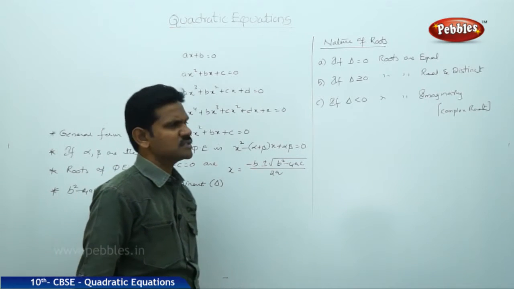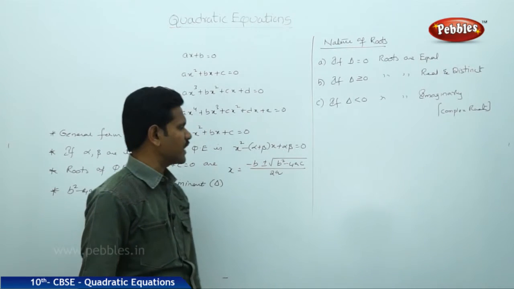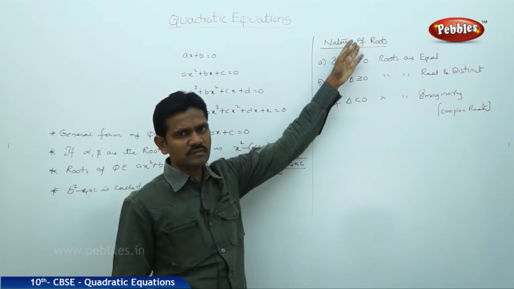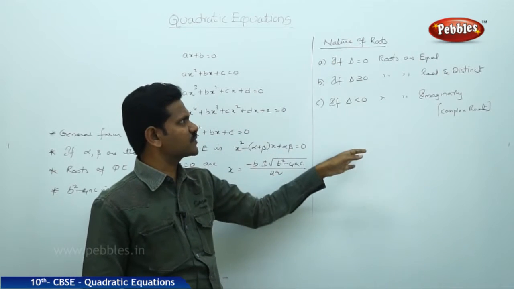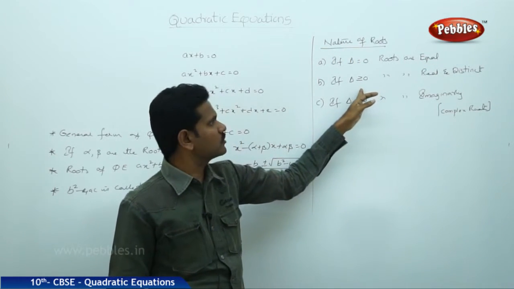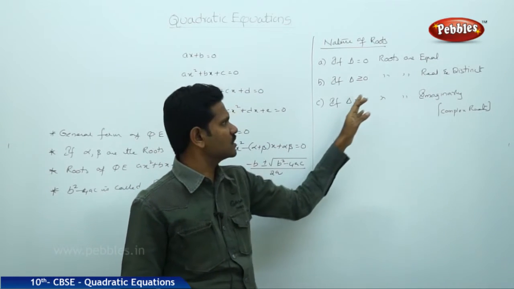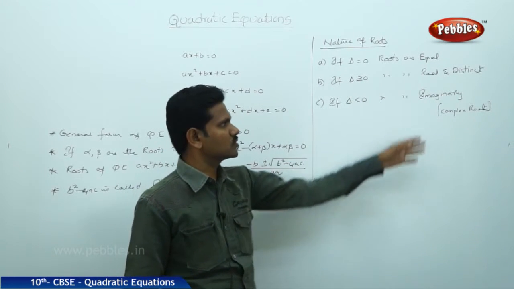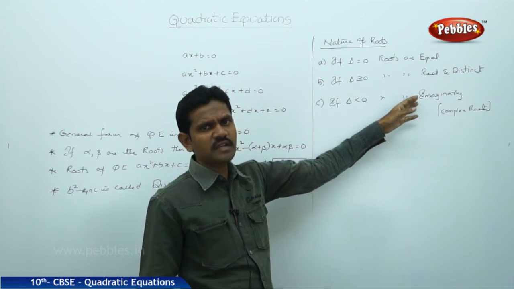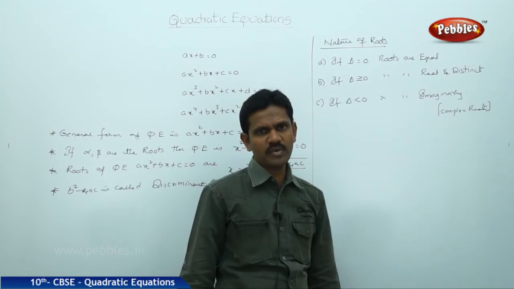Therefore, what we understand in this section is, based on the value of b square minus 4ac, we can decide the nature of the roots. The nature of the roots is of 3 types. If delta is equal to 0, roots are equal. If delta is greater than 0, roots are real and distinct. If delta is less than 0, the roots are imaginary. That means imaginary roots lead to complex numbers.